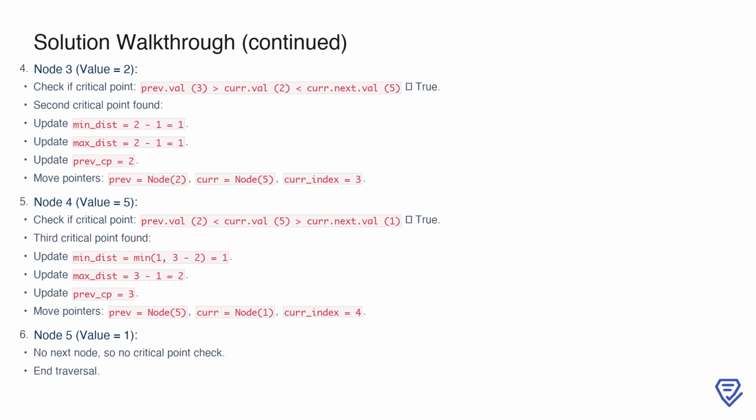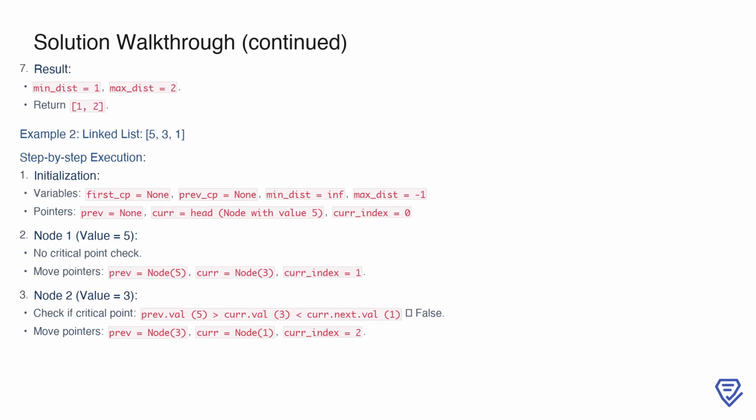Finally, at node 5, since there is no next node, the critical point check cannot be performed, so we end the traversal. After completing the traversal, we analyze the results. The minimum distance between any two critical points is stored in min_dist, which is 1, and the maximum distance between them is stored in max_dist, which is 2. Therefore, the result for this example is 1, 2.